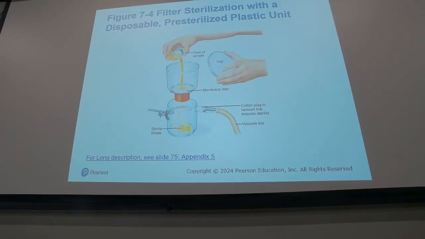So when do you use this type of sterilization? When some of your ingredients are heat labile, so they can be destroyed by the heat. Examples: vitamins, amino acids, maybe even antibiotics. So you can have all your ingredients here pass through the filter and you don't destroy them.